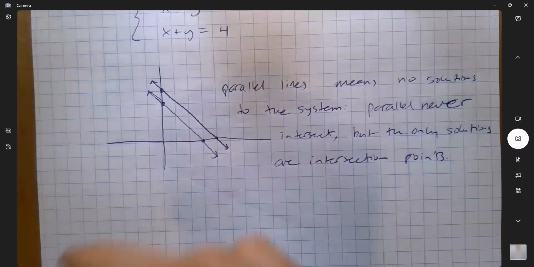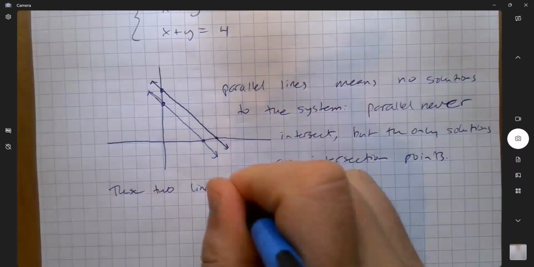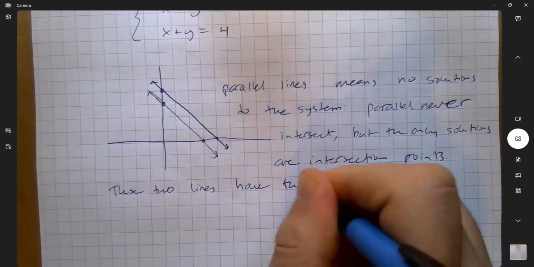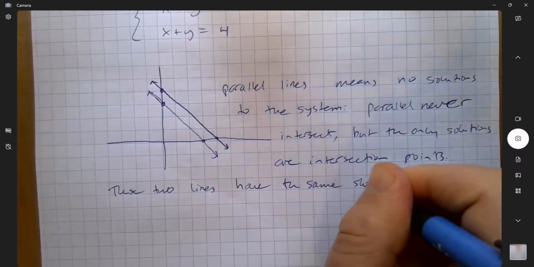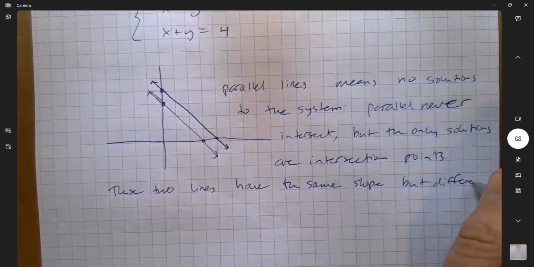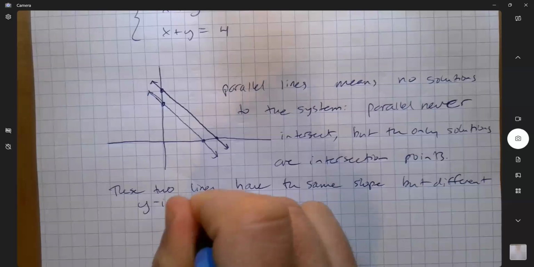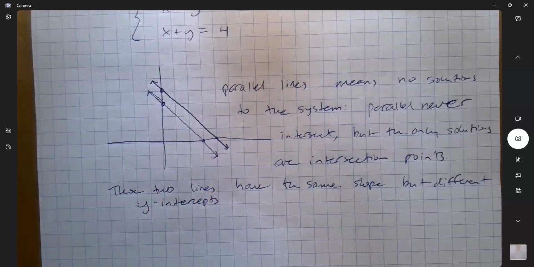Another way to think about this is these two lines have the same slope, but different y-intercepts. That's another way to say that lines are parallel. If they have the same slope, then they must be parallel or overlapping. And then if they have a different y-intercept, they're not overlapping.